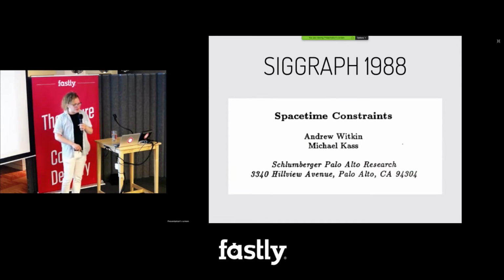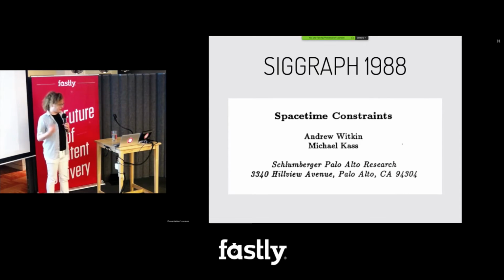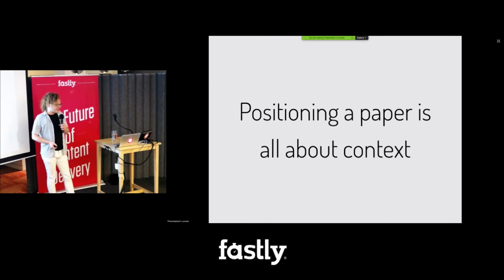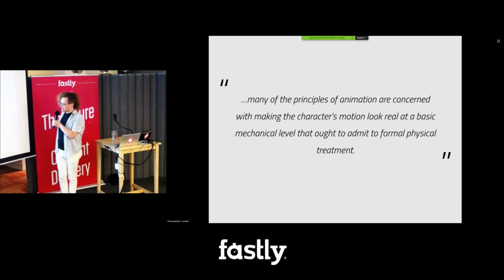So now we're at SIGGRAPH 1988, and the Spacetime Constraints paper comes out with Witkin and Kass. As I told you, positioning a paper is all about the context. So now I just gave you all the context. They recap this all super quick in a paragraph at the beginning of the paper, because of course everybody in the audience already knows all of this. It's a really big deal. And then they say this. They say, many of these principles of animation are concerned with making characters' motions look real at a basic mechanical level that ought to admit formal physical treatment.